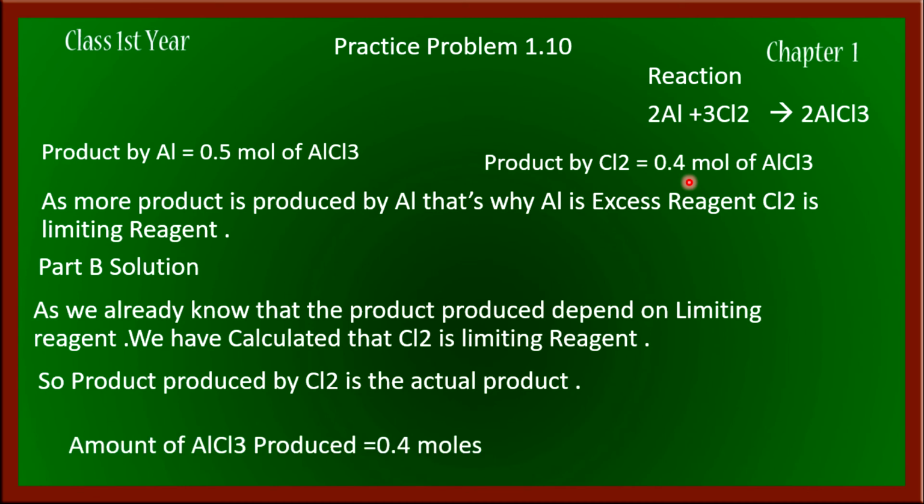So the amount of aluminum chloride produced from 0.6 moles of chlorine will be 0.4 moles, and the product formation does not depend on aluminum because aluminum is in excess, while chlorine is the limiting reagent, and the maximum amount of product or the actual amount of product will depend on the limiting reagent, and the answer for this problem will be 0.4 moles of aluminum chloride.